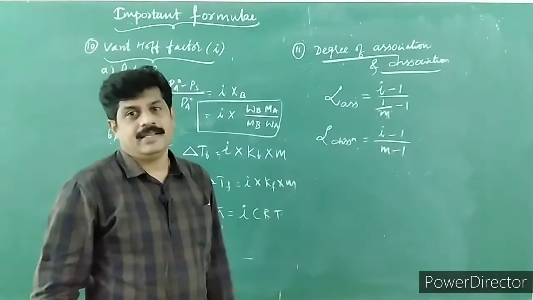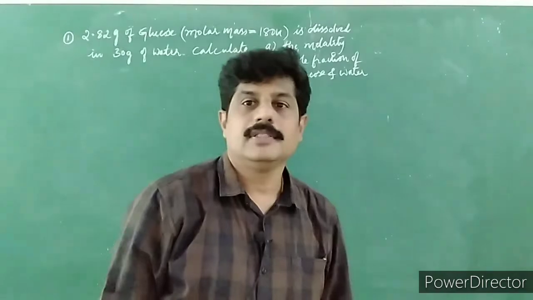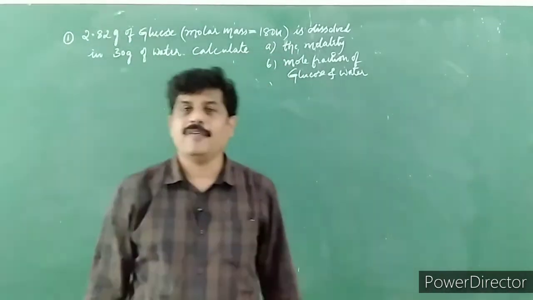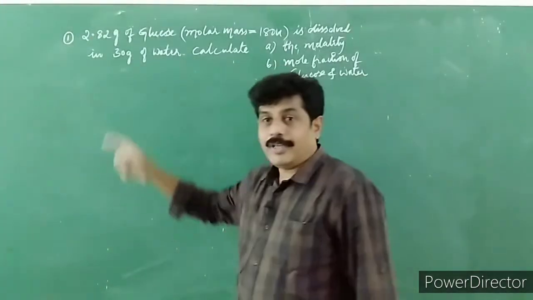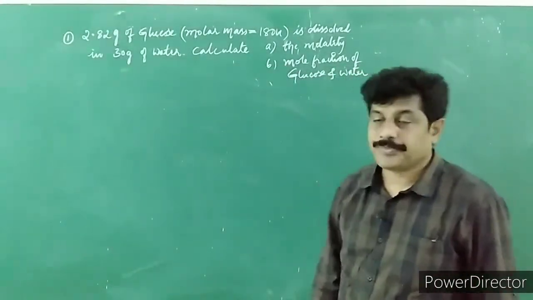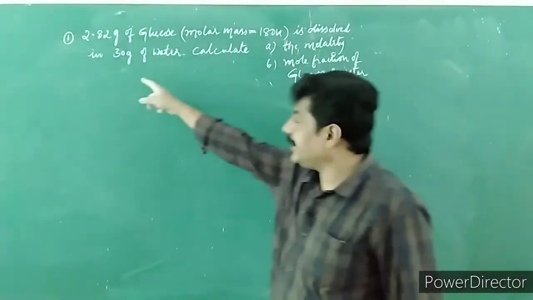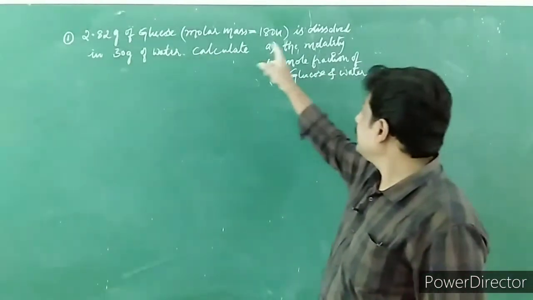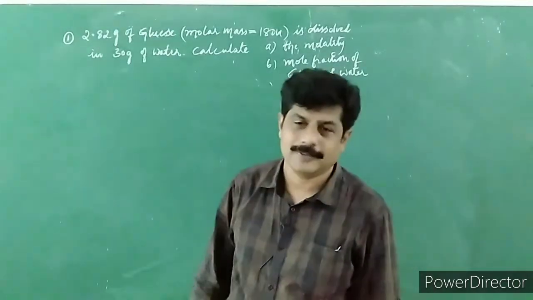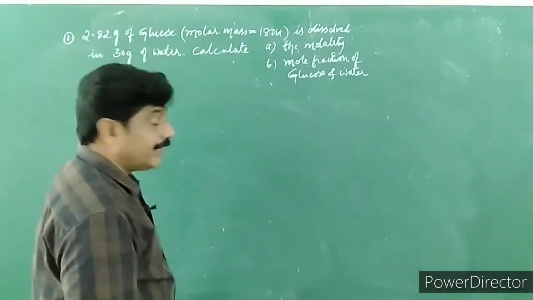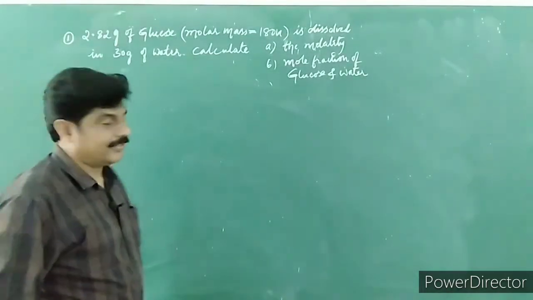With this introduction, let me take up some of the numericals for you. Children, let me take up the first numerical of this unit solutions. 2.82 grams of glucose with molar mass equal to 180 unified mass is dissolved in 30 grams of water. Calculate A, molality, and B, mole fraction of glucose and water. Very simple, children. You read the numerical 2 times and then list down whatever data is given here.